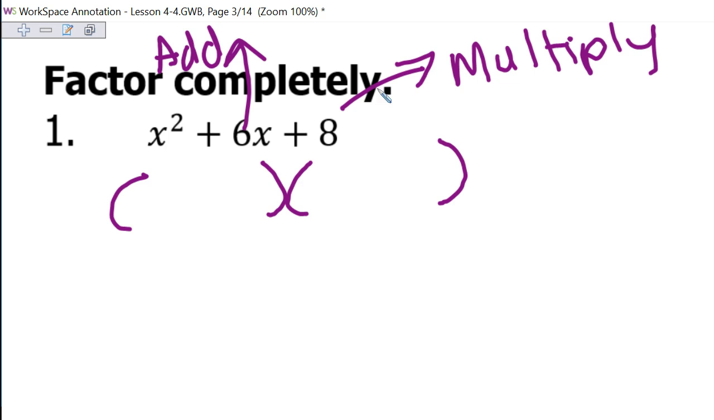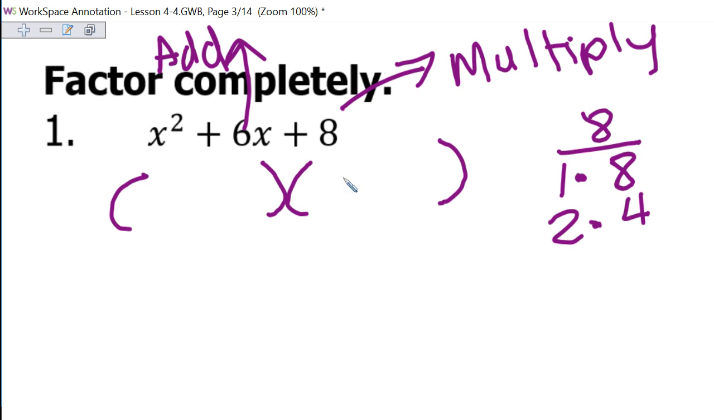A common practice is to just start listing your factors of 8 and start with 1. 1 times what gives you 8? 8. 2 times what gives you 8? 4. 3 is not a factor of 8. But I could have 4. 4 times what? 4 times 2, but that's the same thing as 2 times 4. So once you start repeating in your list, you can stop writing down your factors.